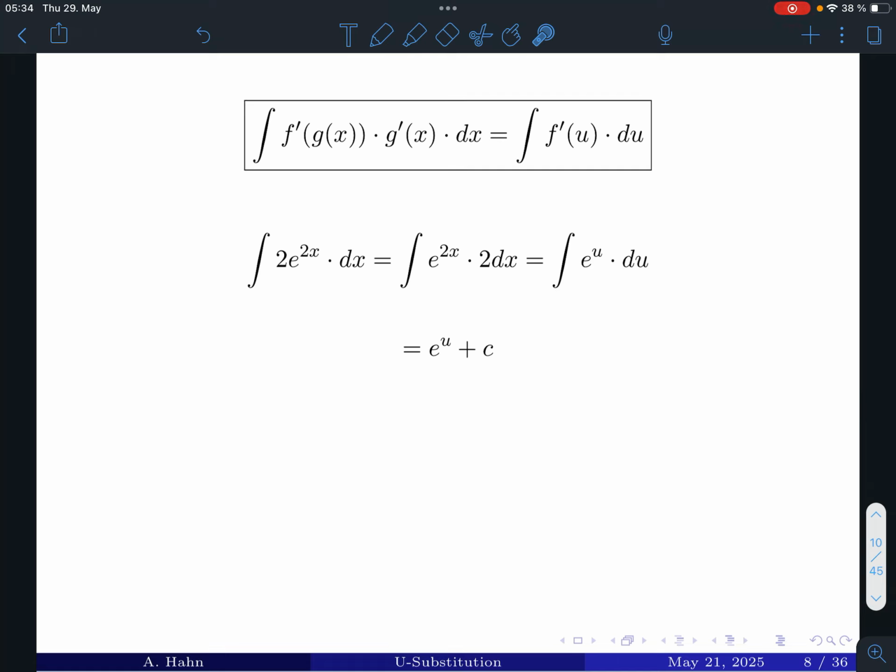And then the final step is that this integral was in terms of x. This answer is in terms of u, so we have to put everything back in terms of x. And then u, as we said, was 2x. So this is e to the 2x plus c. And that's our final answer.